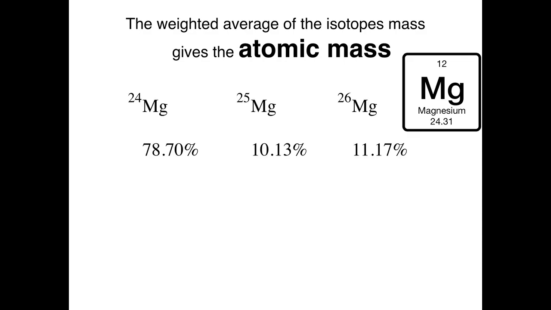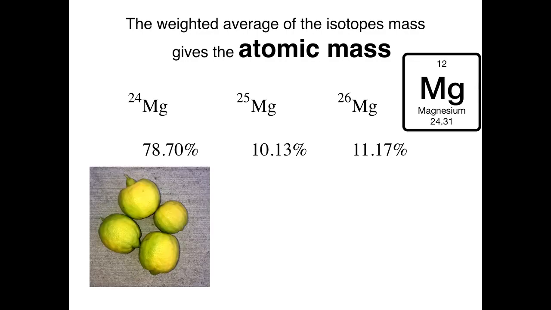So for example, magnesium-24 occurs 78.70% in nature, whereas magnesium-25 only occurs about 10%, and magnesium-26 only occurs about 11%. So if you take the average of all this, it does make sense that the average magnesium atom would weigh about 24 AMU, because that is the majority of the isotopes.